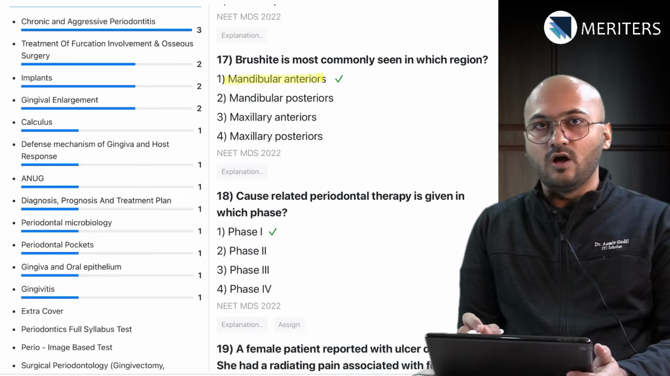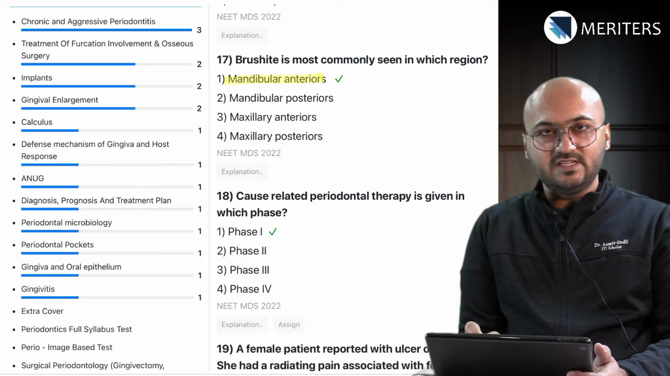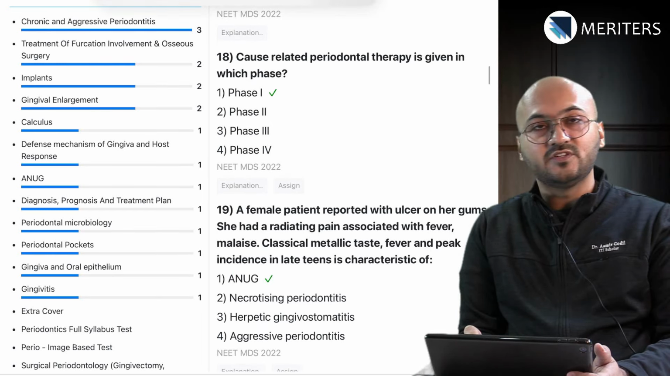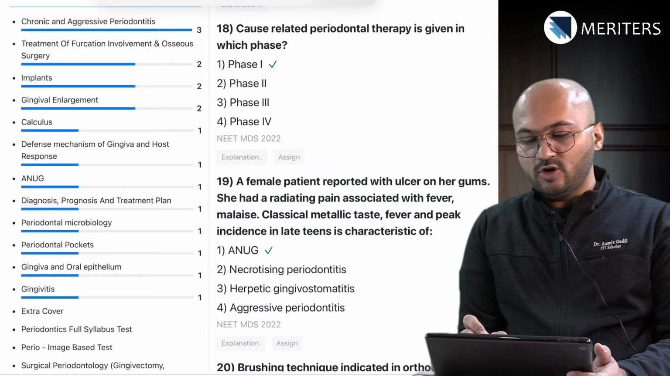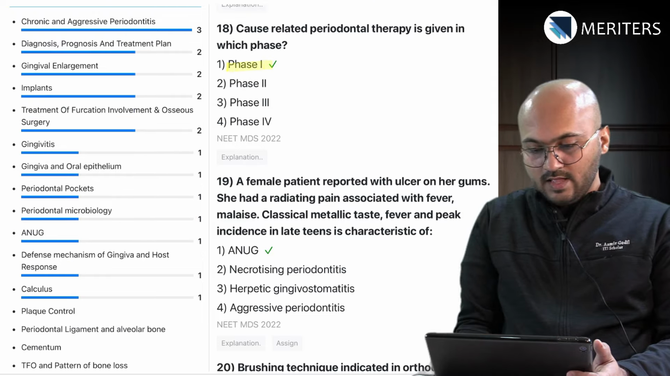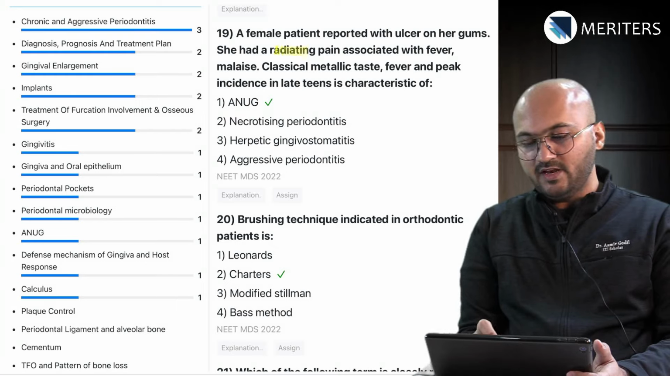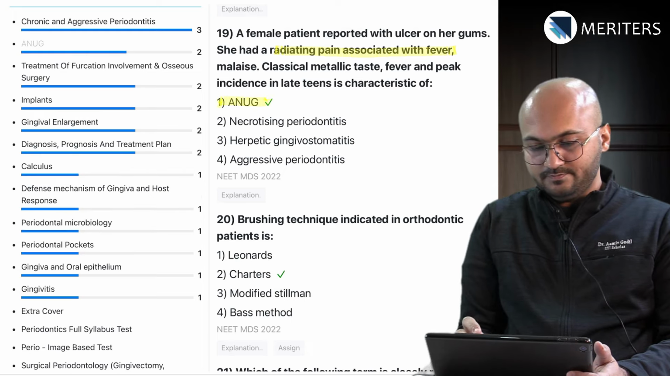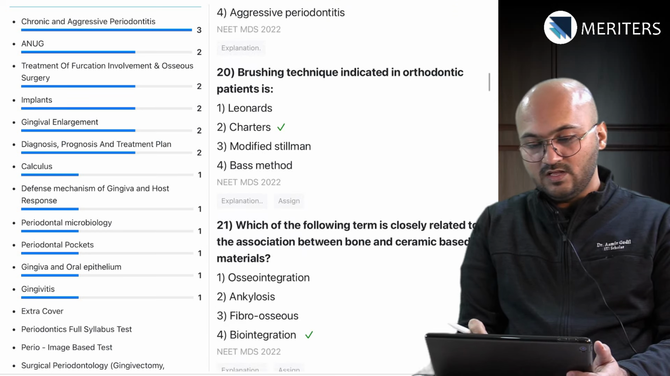You can see these questions are pretty straightforward. There is no complicated, complex language also. So preparing for Perio is easy, but you have to be more confident and vigilant when you are reading the questions in Perio. Cause-related periodontal therapy is phase 1. Then a female patient reported with ulcer on her gums. She had a radiating pain associated with fever, malaise. This is all infectious. INUG. Look at the words like metallic taste, fever, etc.